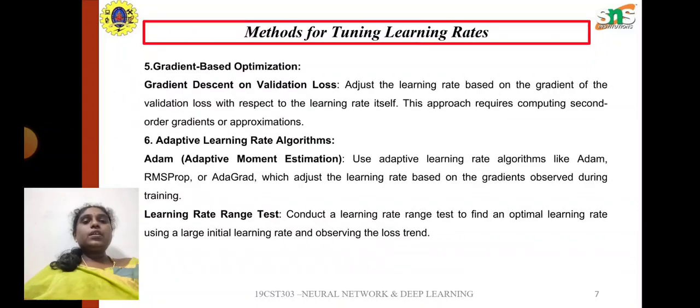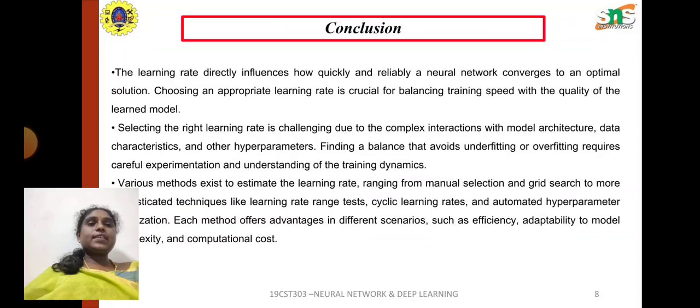As I stated about gradient-based optimization, a well-tuned learning rate helps a model generalize better to unseen data, improving performance in validation and testing. An adaptive learning rate will also help in improving stability and enhancing the generalization performance of the neural network across various tasks and datasets.